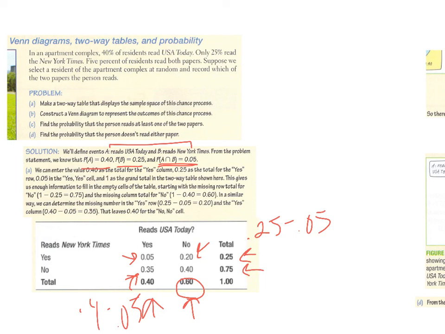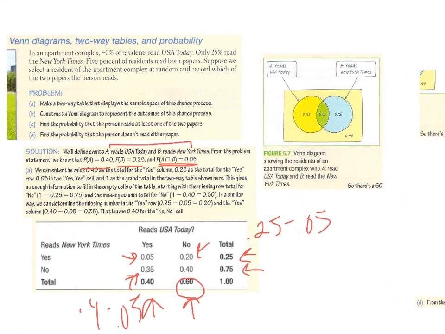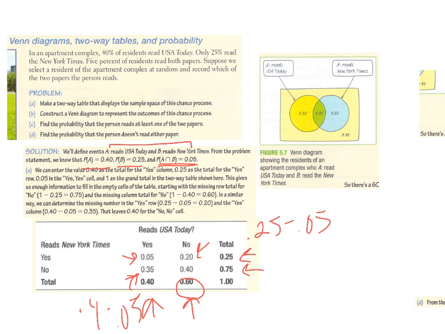So then my next part was to create a Venn diagram that shows my outcomes. So my Venn diagram that shows my outcomes here. A is still defined as reading USA Today. And there's my intersection, the green in the middle. Those are my people that read both New York Times and USA Today. That's my 0.05. Out here is my 0.35 that only read USA Today. Out here is my 0.2 that only read the New York Times. And out here's my 0.4 that don't read any paper at all.